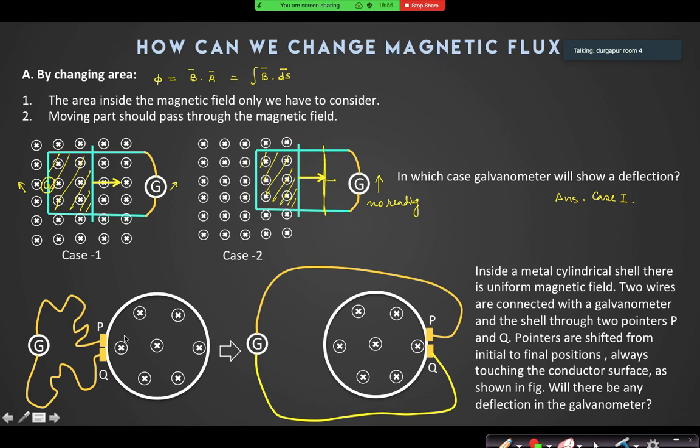What you are saying means yes. So what is the answer? Will galvanometer show reading or not? So no difference. No difference. The answer, yes, the answer is no reading. Right? The galvanometer will show no reading.